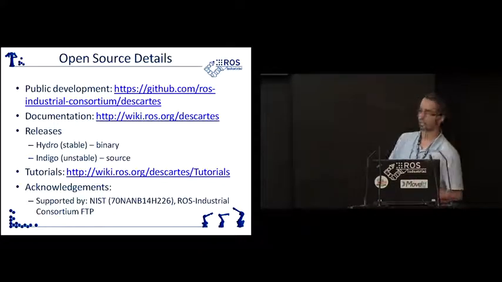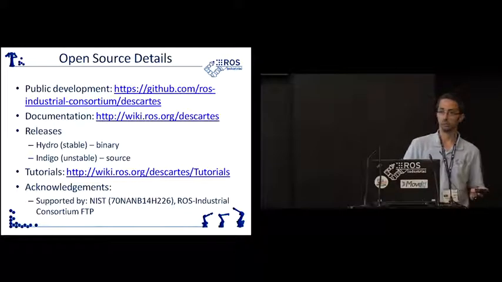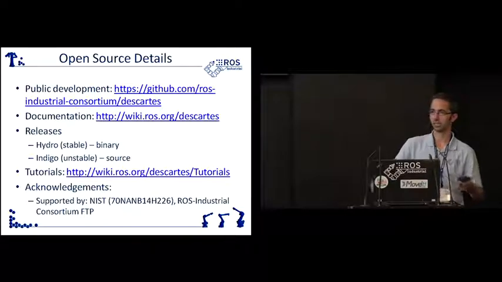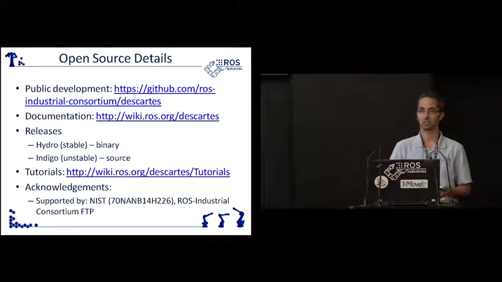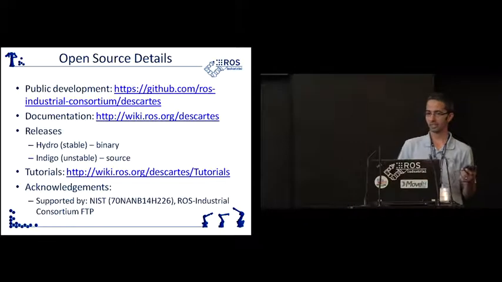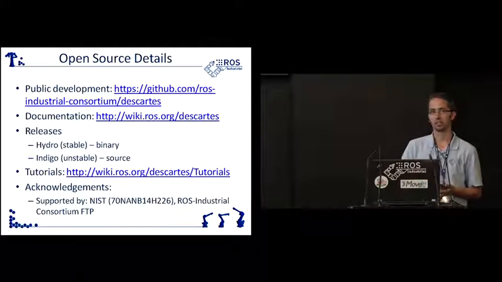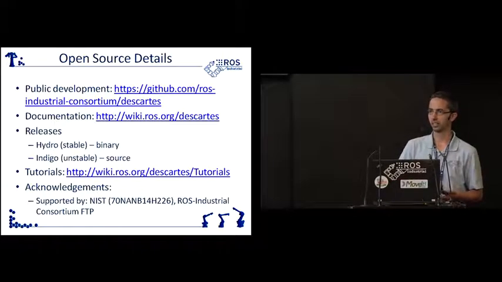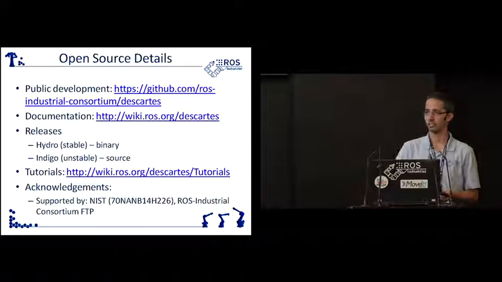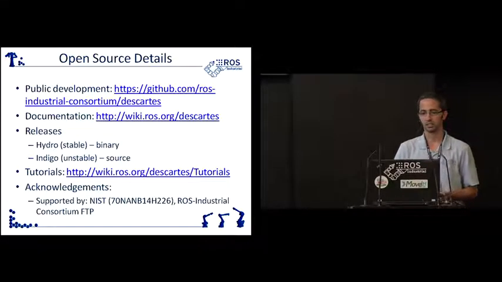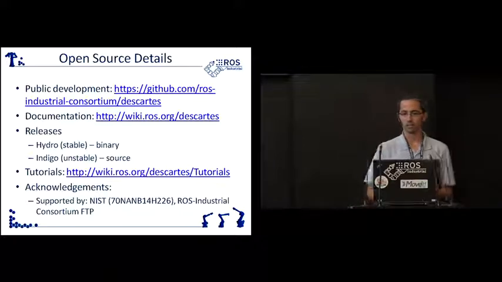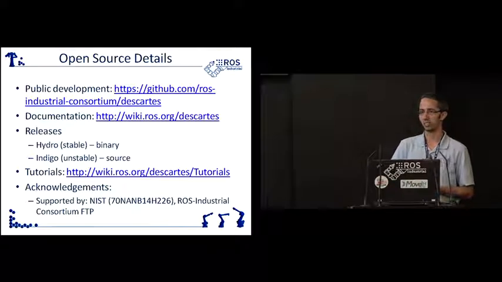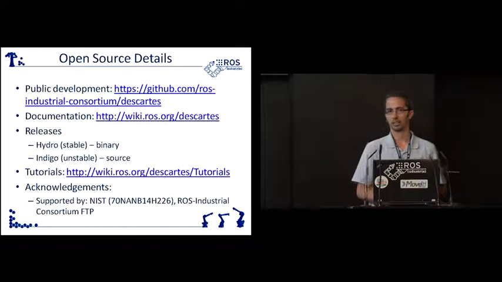So, some open source details. We do all this development publicly, which means we love to take contributions, but you can see the daily commits, you can see all the issues that we might have, and you can kind of see where the project is going. We have documented things on the ROS wiki, so that's kind of a high-level description of how Descartes works. We have two releases, Hydro, which is our stable release at this point, and a binary release. And then we're doing all our development in Indigo.